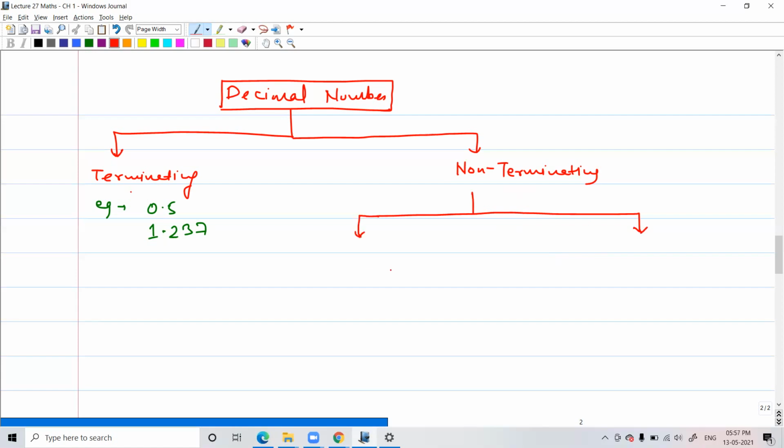So either the same digit will keep repeating, or different numbers keep coming one after the other. Based on that, there are some names, right? Non-terminating decimals can be recurring and non-recurring. Recurring, which you can also call repeating, means repeating, and non-recurring means non-repeating. It does not repeat.